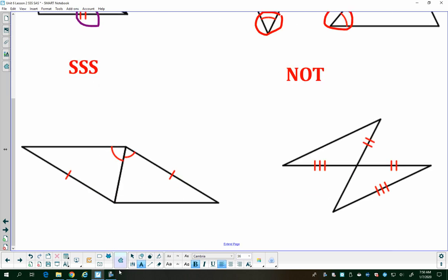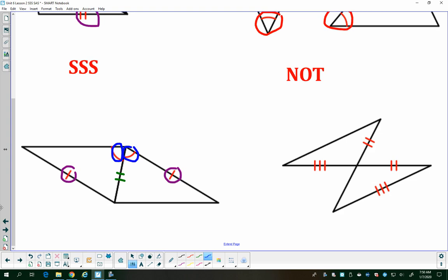Let's look at these two. Here we have the reflexive property. These two triangles overlap, so they share this side. So we're going to mark those congruent. And I'm going to put two tick marks because I see that I already have a pair of sides with one tick mark each. And then I have one pair of congruent angles.